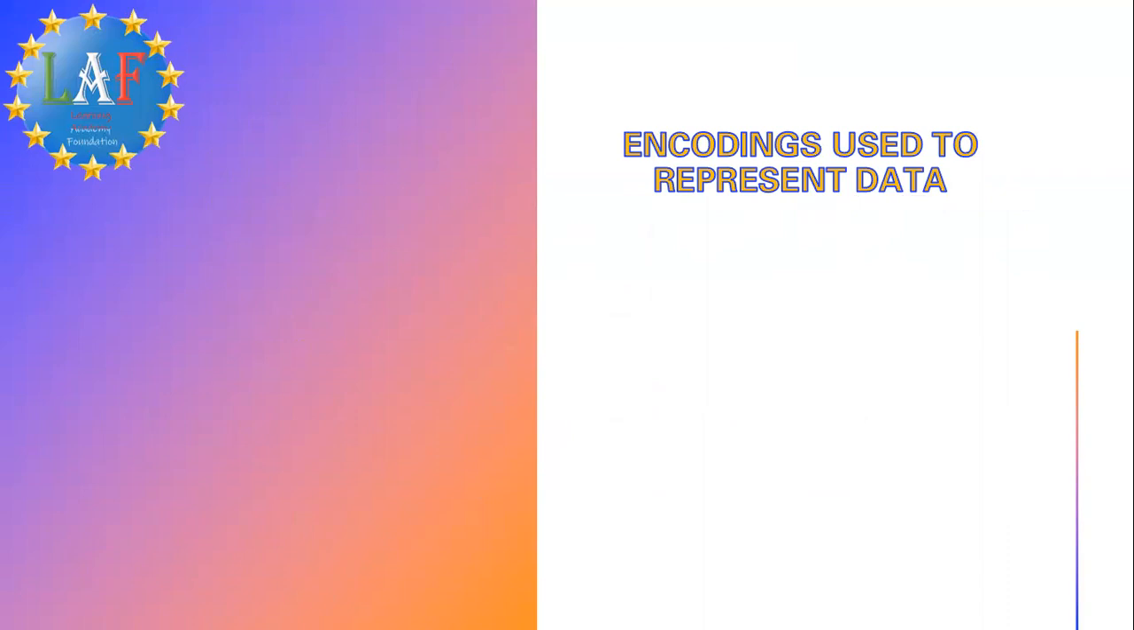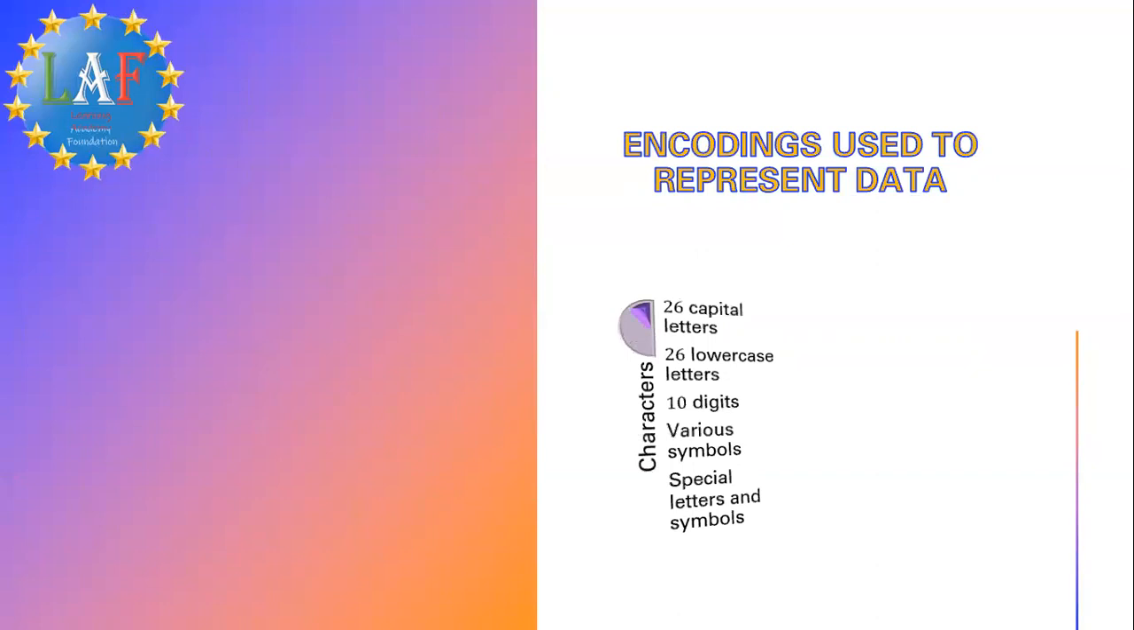Which are the encodings used to represent data? Characters made up of 26 capital letters from capital letter A to capital letter Z, 26 lowercase letters from lowercase a to lowercase z, 10 digits from 0 to 9, various symbols like the brackets or the question mark, the exclamation mark, the percentage symbol, the hashtag symbol, the operator symbols like plus, minus, etc.